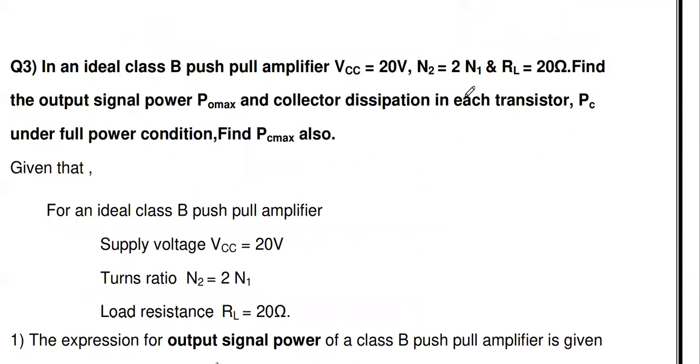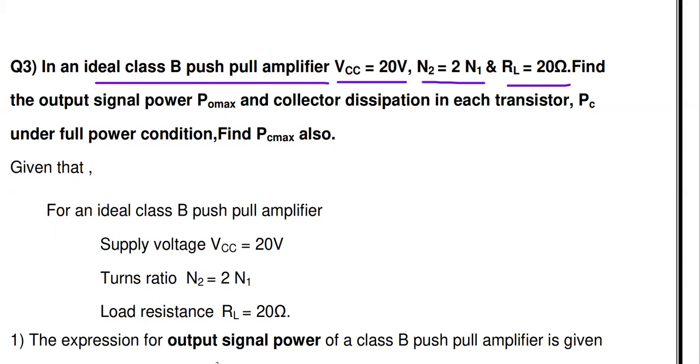And the third question: in an ideal class B push-pull amplifier. Push-pull means this class B amplifier is constructed using 2 transistors of the same type. VCC is 20 volt and N2 equal to 2 into N1. This is the transformer coupled class B push-pull, so the transformer turns ratio is given. N2 equal to twice N1, that is, the number of turns in the secondary winding is twice the number of turns in the primary winding. And RL is 20 ohm. These are all the given data.